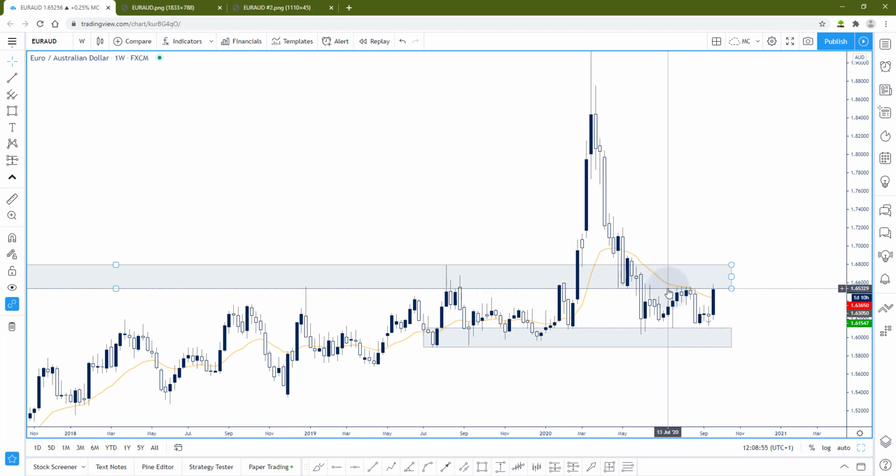And in terms of dynamic support and resistance, we do have a video where we explain more in detail how you can use it in your trading, and you can check out this video by clicking on the link in the top right corner.